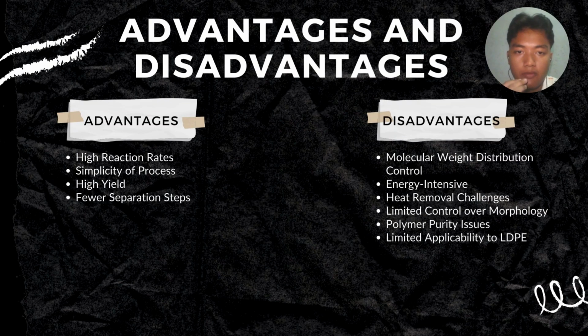Let's talk about advantages and disadvantages of bulk polymerization. Advantages of bulk polymerization are high reaction rate, simplicity of process, high yield, and fewer separation steps. Meanwhile, disadvantages are molecular weight distribution control, energy intensive, heat removal challenge, limited control over morphology, polymer purity issues, and limited applicability to LDPE.